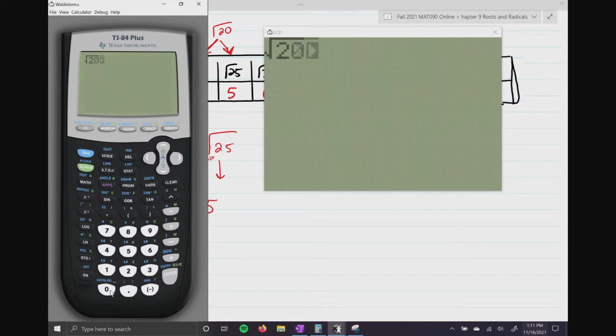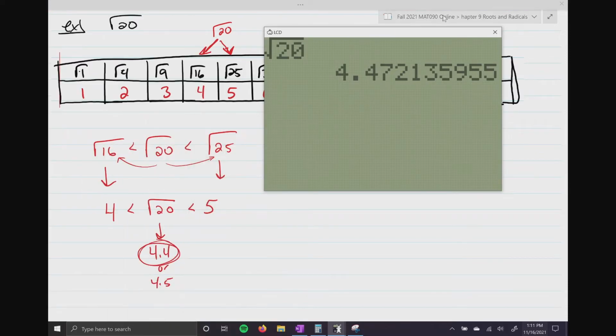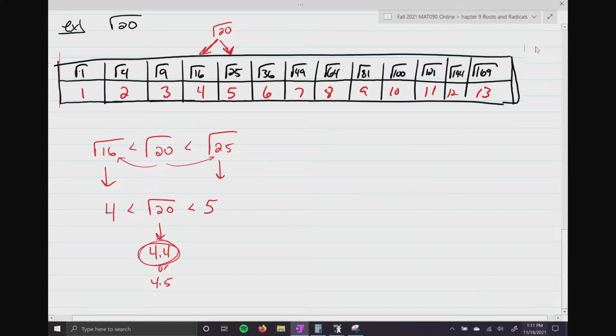And remember, my guess was 4.4? So when I hit enter, I get 4.472. So we'll round this to 2 decimal places, so it's 4.47. All right, so let's go ahead and minimize that. So the square root of 20 is approximately 4.47, and that's what this symbol right here means, approximately.